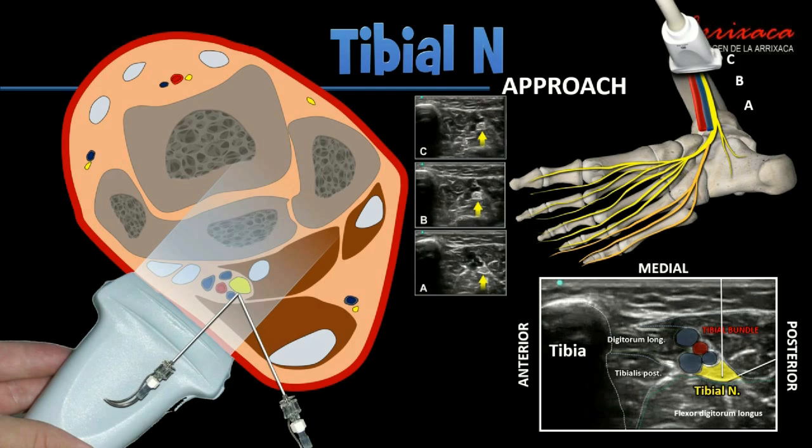It is recommended one use a higher volume of local than the rest of the nerves due to its diameter and the importance in achieving adequate anesthesia. In adult patients, we recommend 5 milliliters of long-acting local anesthetic.